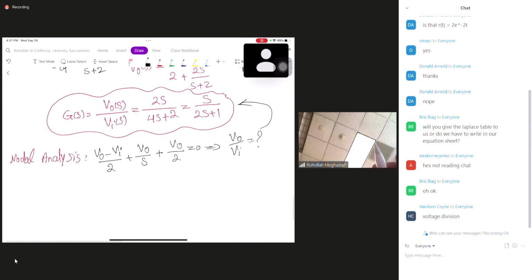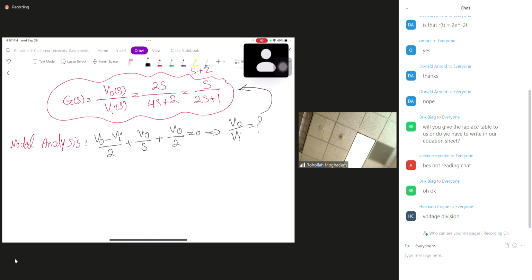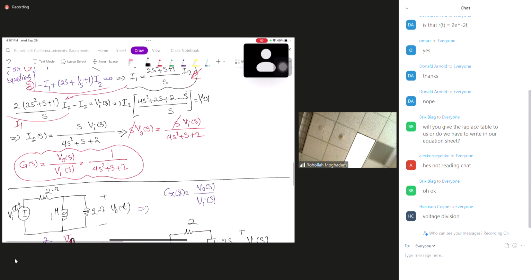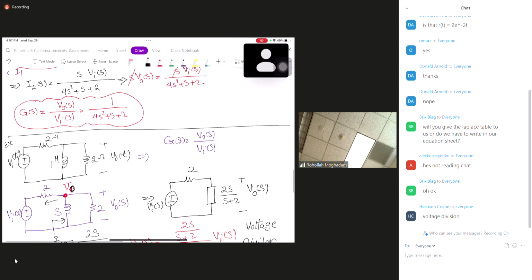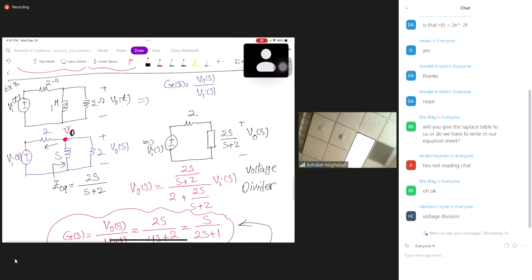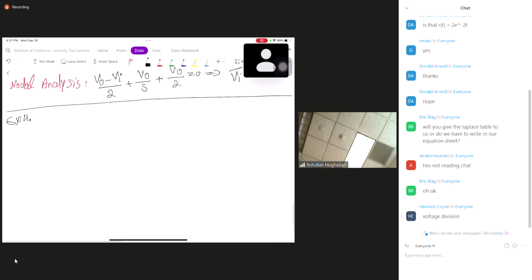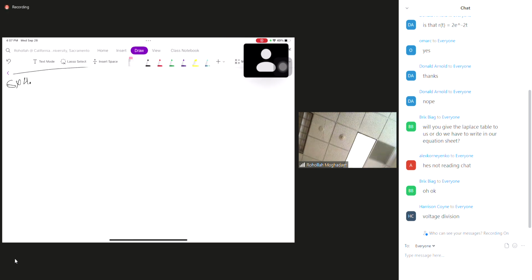Okay, I'm going to solve one more problem. This is example number 3. This is example number 4. Okay. So we have a circuit, with negative and plus here.